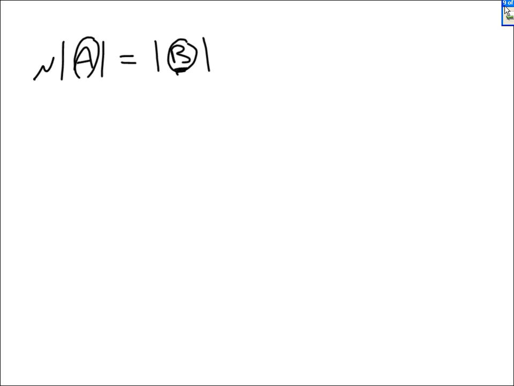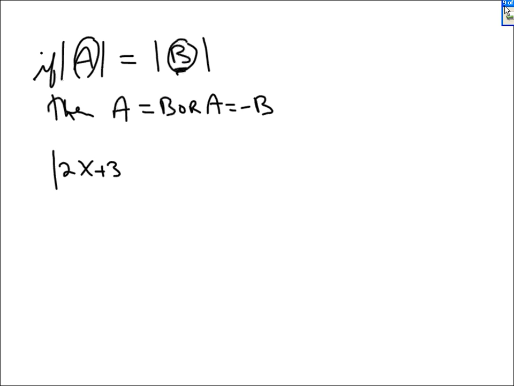So here's the theorem. If the absolute value of A equals the absolute value of B, then A is equal to B, or A is equal to -B. So if I tell you the absolute value of 2x plus 3 is equal to the absolute value of 3x minus 4, and I say solve this, well, you can say that they're equal to one another.